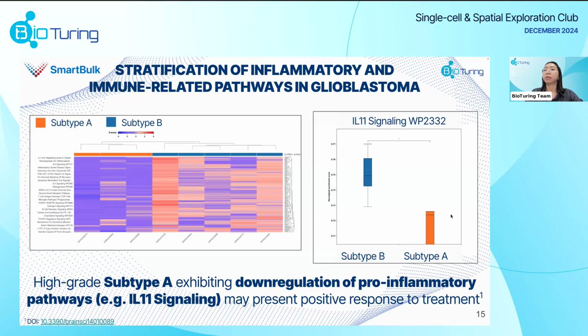So this leads me to believe that this subtype right here is kind of suppressing this IL-11 signaling. And this actually might be a good thing because if IL-11 has been implicated to kind of further progress glioblastoma, then maybe a suppression of this IL-11 could lead to a better or a more positive response to cancer treatments.